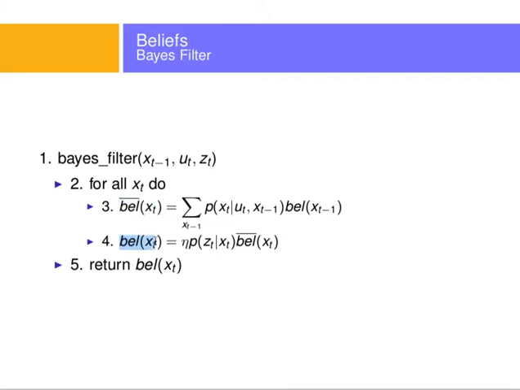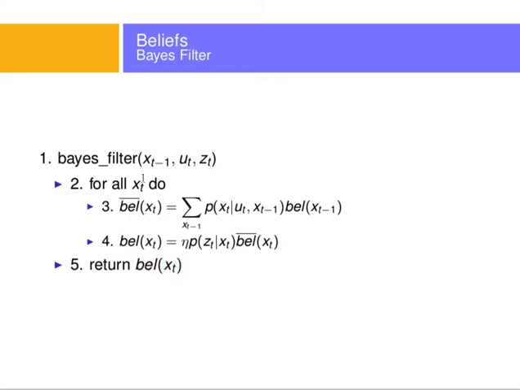Let's look at the sensors and be more sure in my predictions. The belief will be proportional to the probability of sensing whatever it is that I sensed, given what I believe about the state, times belief bar, times what I believed without sensors. And then I return belief xt.